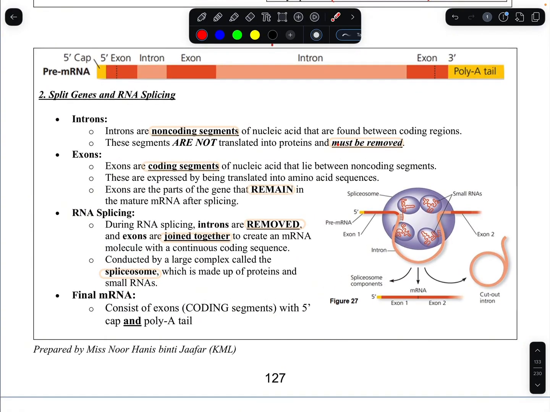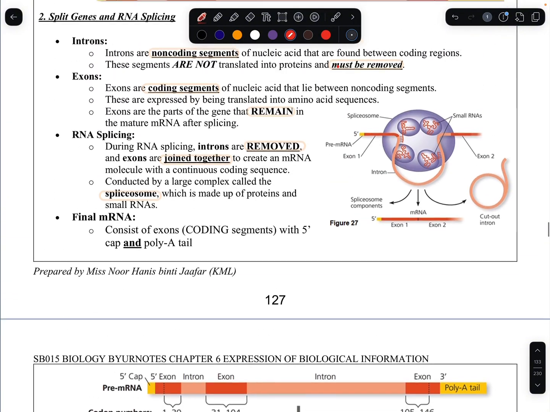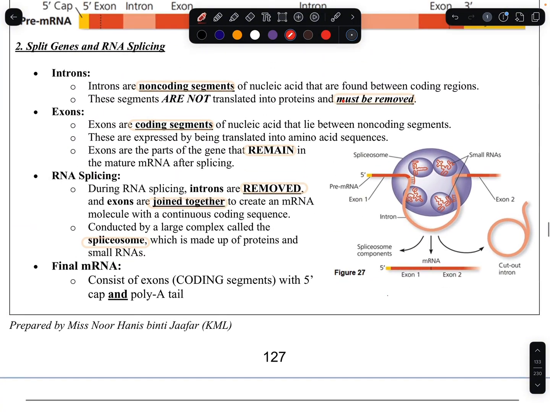So now mRNA kita sudah matang. Dalam biologi kita panggil dia sebagai mature mRNA. So you guys can put it here. This is mature mRNA.